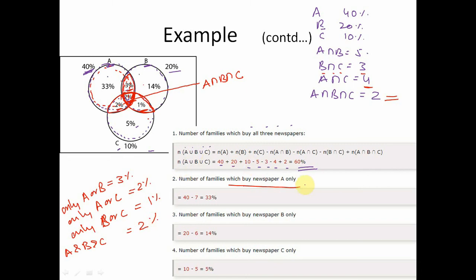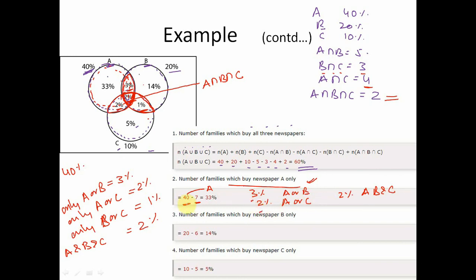Right? So now if I want to calculate the number of families who buy only A, this gives me 40% as the share of A, and this 7, where does this 7 come from? This is 3% which the A or B buyers take, 2% A or C buyers, and 2% is A, B and C buyers. So this is 3 plus 2 plus 2, 7.